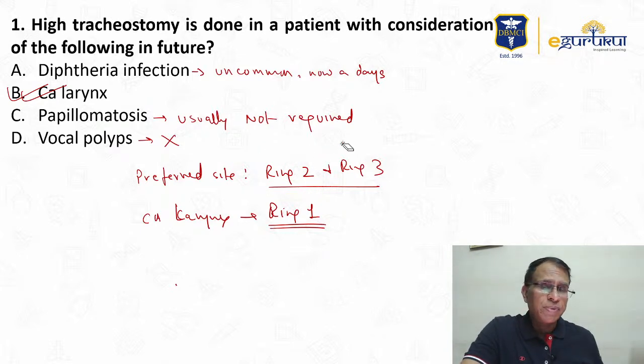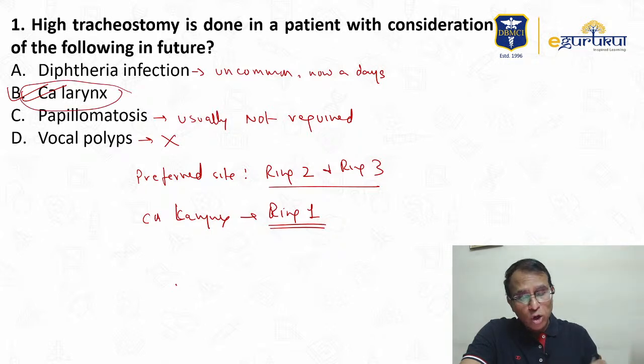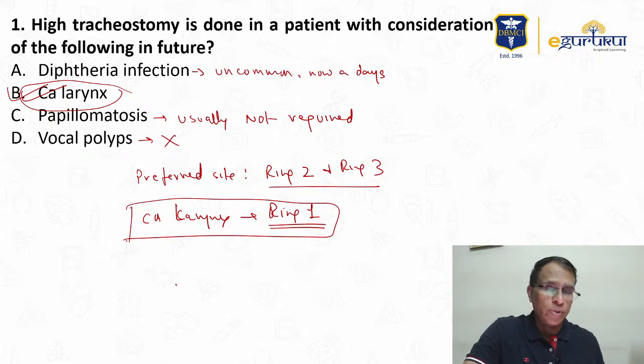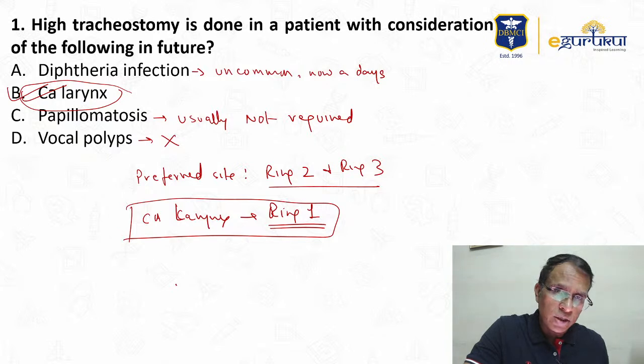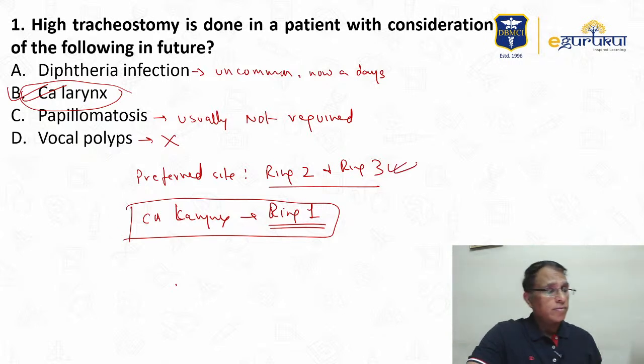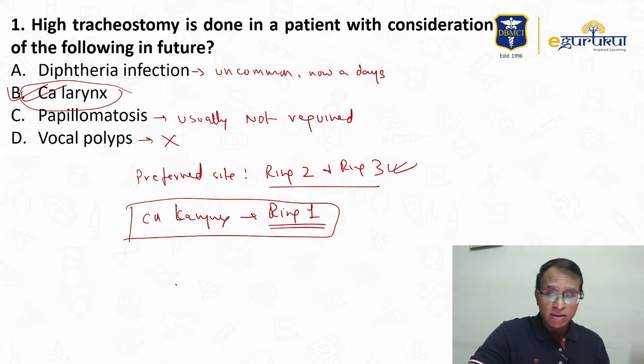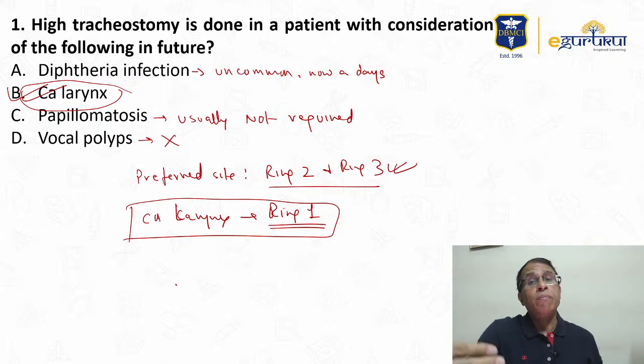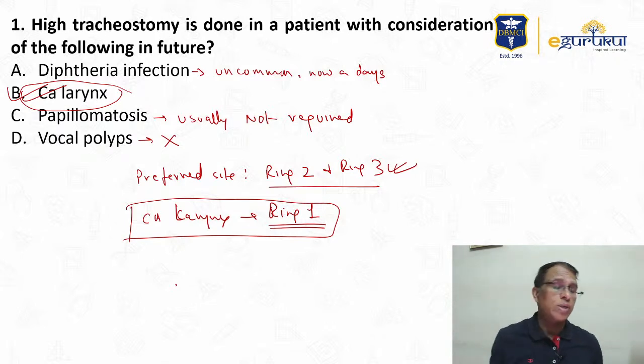Now, some people assume that if you have to do a tracheostomy for carcinoma larynx, it is always done at ring 1, that it is always high tracheostomy. No, it is not. In carcinoma larynx also, we prefer the same area, ring 2 and ring 3. But in CA larynx, we may do high tracheostomy if it is required. We may consider it. It is not always done.